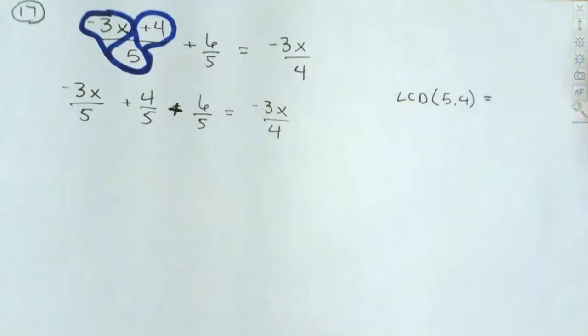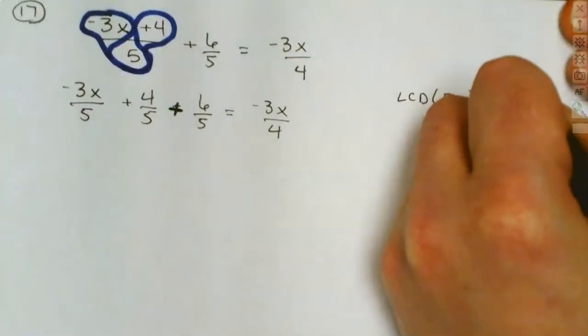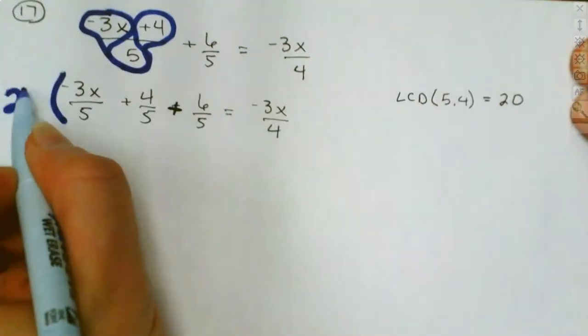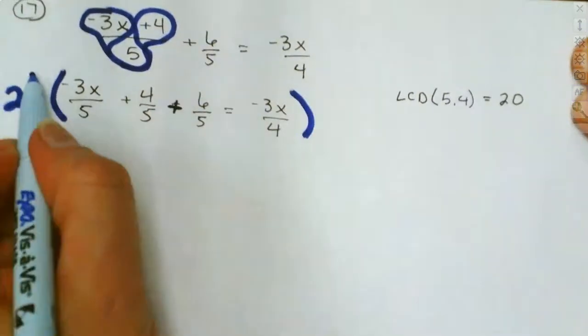Well, again, 5 doesn't work, 10 doesn't work, 15 doesn't work, but 20 works, right? Because 20 divided by 5 is 4, so that works. 20 divided by 4 is 5, so that works. So our least common denominator would be 20. And how did I find that again? I took my larger number and I just started multiplying. 5 doesn't work, 10 doesn't work, 15 doesn't work, but 20 does work. So now we're going to multiply everything by a 20. And we're going to distribute through.